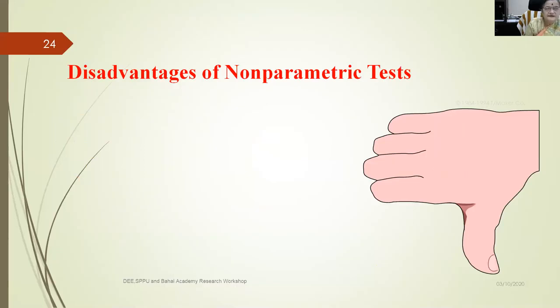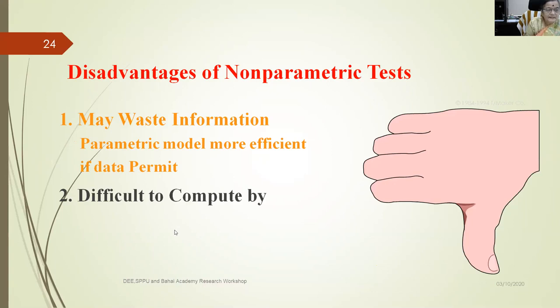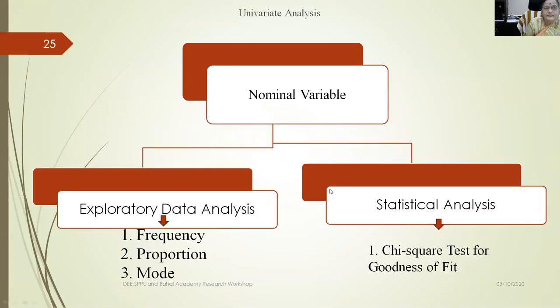There are disadvantages or limitations, we can say, when we are using non-parametric tests. They may waste information when a parametric model is more efficient if data permits, they are difficult to compute by hand for large samples, and the tables which are used for standard values are not widely available. So these are the limitations or disadvantages of non-parametric tests.